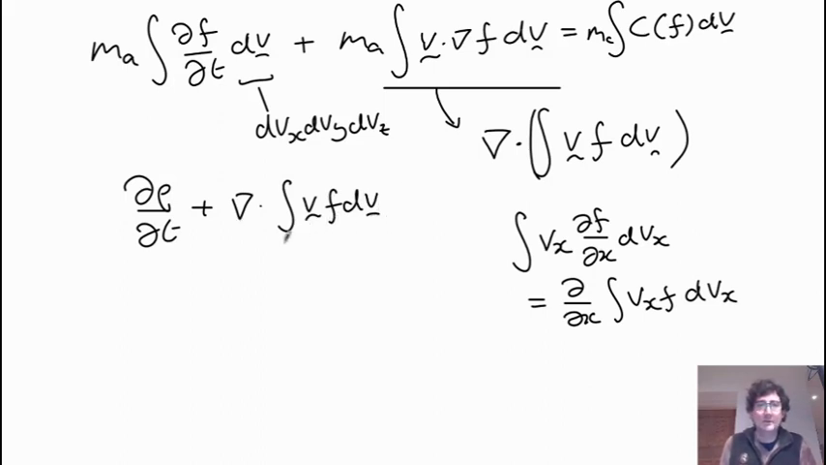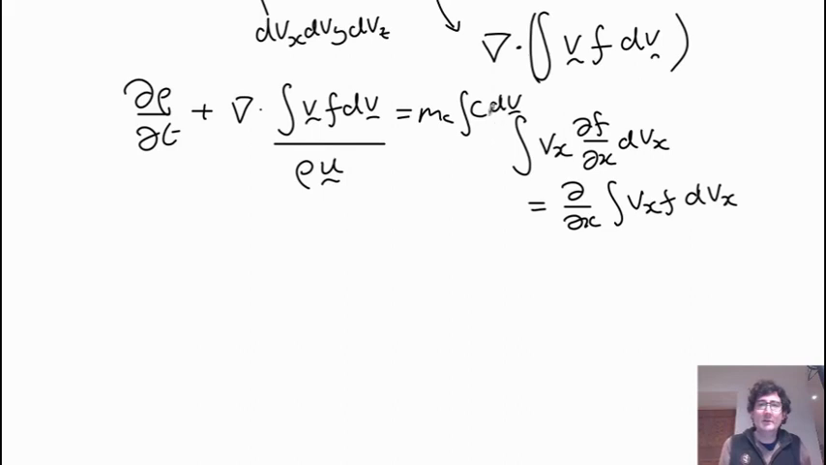And now this is actually the flux. So this is rho u, and then the last term is this collision term. So we have m_a integral of C dv.